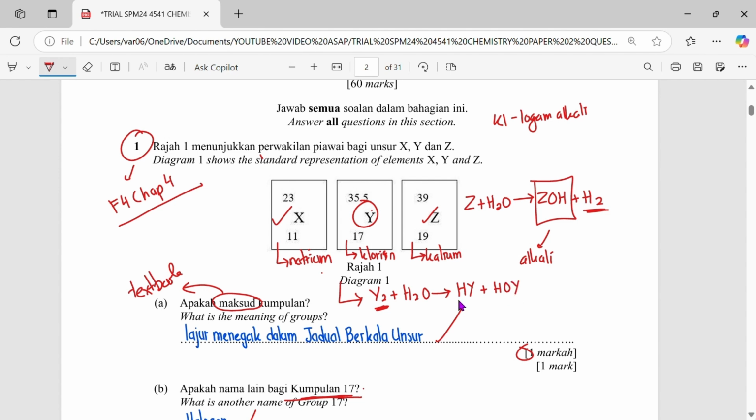Okay, so in this case, it will produce 2 different acids. So both are also larutan acid. To be precise, this HY mewakili acid hydrochloric and this HOY mewakili acid hypochlorous. Okay, where did I get this equation from? How did I know this? It is based on your textbooks. So under unsur 1 and unsur 17, there are a few experiments which you'll do in school, and please remember that lah.